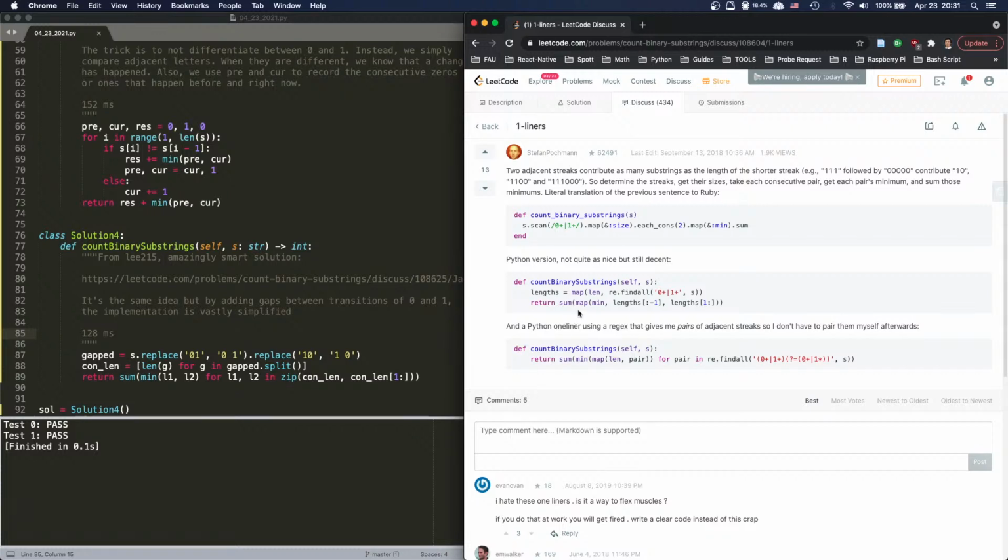Oh, that's Ruby. I was like, I don't understand anything. Find all. Ah, yes. We can use find all zeros and all ones. That's true. I don't have to pair them myself afterwards. Oh, they pair it for you. I don't even understand. I don't want to go into this.